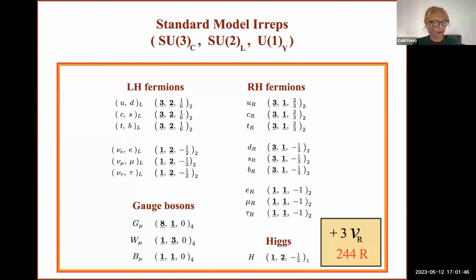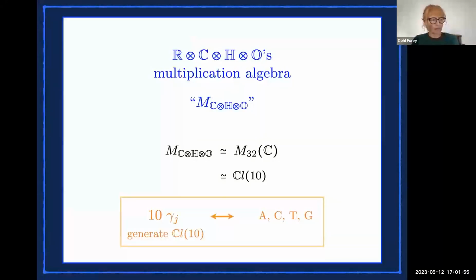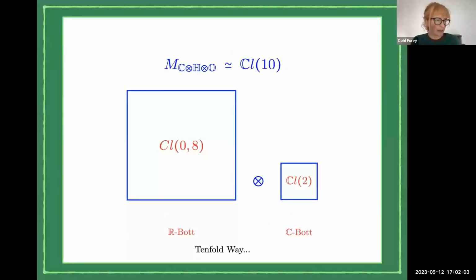But nature then supplied us with a route out of this dilemma, namely that we can consider sequences of RCHO elements multiplying RCHO elements. The multiplication algebra gives us an incarnation of the complex Clifford algebra CL10. And curiously enough, the CL10 may be factorized into CL08 and complex CL2, which are the complex Clifford algebras familiar from real and complex Bott periodicity. If we're lucky, this might give us a route into something that John Baez and others call the tenfold way.